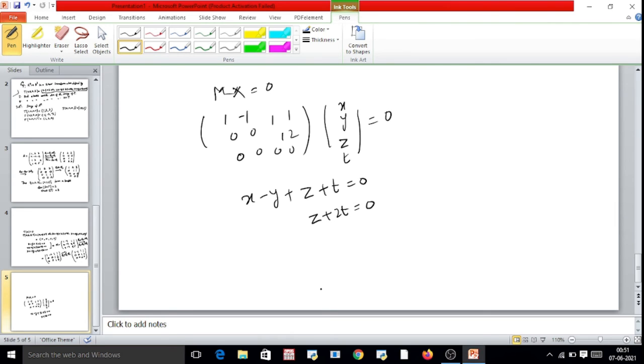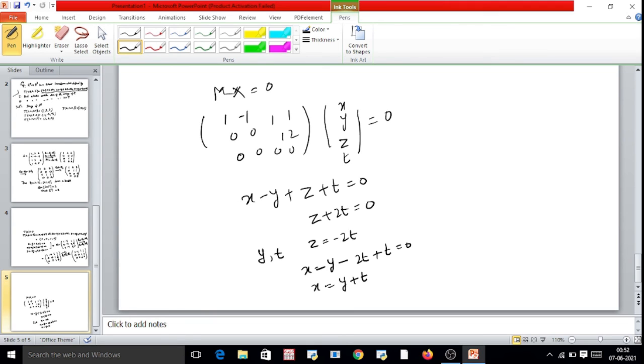See here, we suppose that two variables are free. Which variables? y and t are free. See how. So z is equal to -2t, and x - y - 2t + t is equal to 0. So x is equal to y plus t.